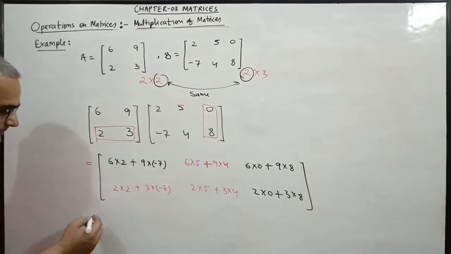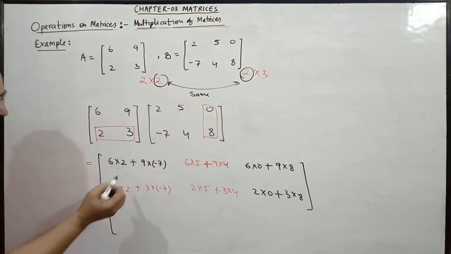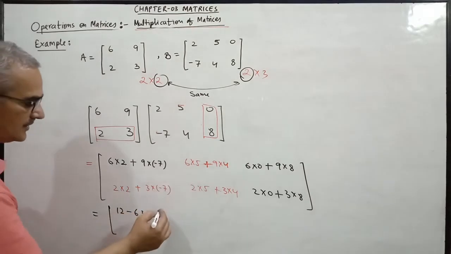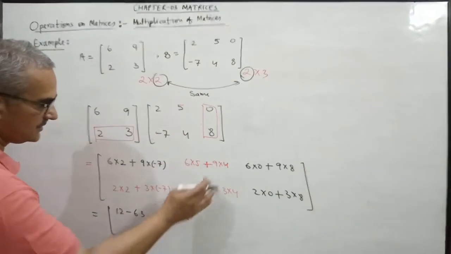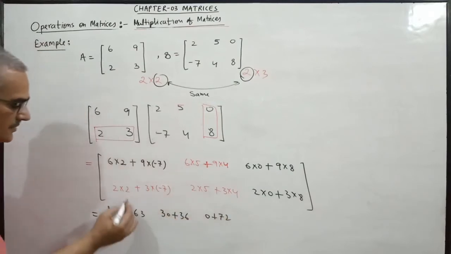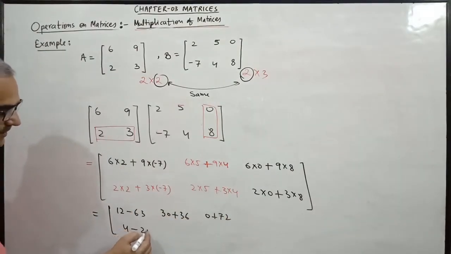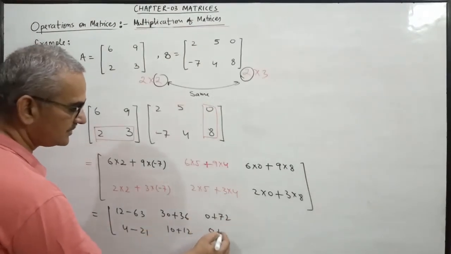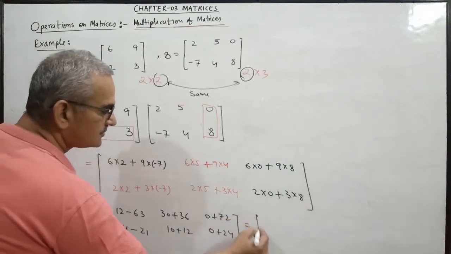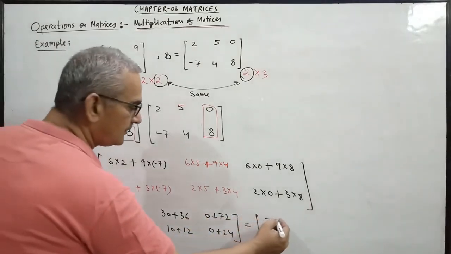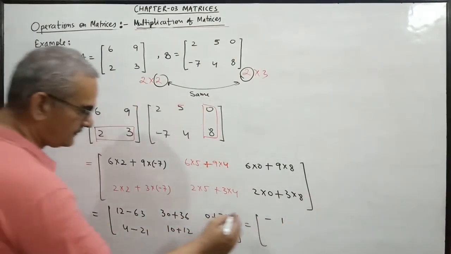So what we have here, you can do easily. 6 times 2 is 12 and 9 times 7 is 63. Here we have 30 plus 36, 9 times 4 is 36. This is 0 plus 9 times 8, which is 72. Here we have 4 minus 21. Here we have 10 plus 12. Here we have 0 plus 24. Okay, so now we have to write these elements. So 12 minus 63 will be negative 51.